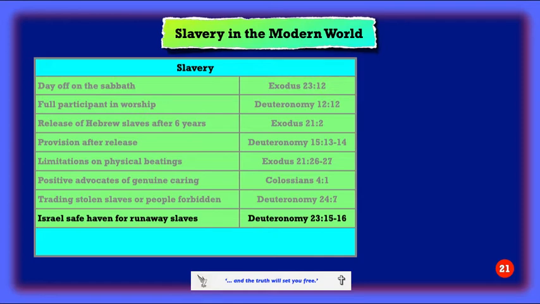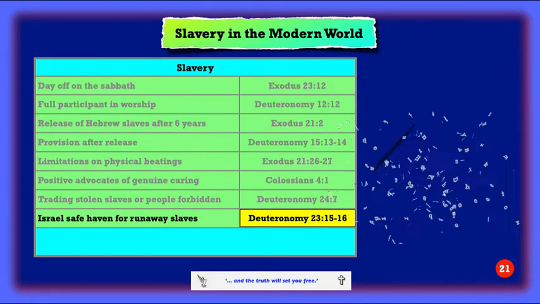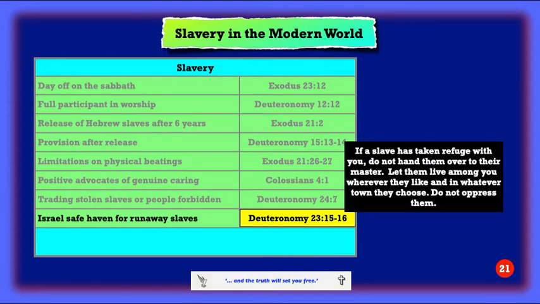And if someone runs away from somewhere else, don't send them back. If a slave has taken refuge with you, do not hand them over to their master. Let them live among you wherever they like and in whatever town they choose. Do not oppress them. That's got great messages today, where sometimes we send people back when they've fled from countries where they've been brutally treated, and we send them back to a terrible life, perhaps even death.